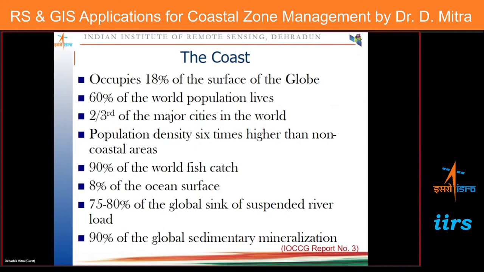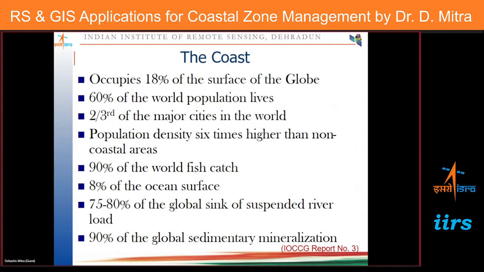90% of the world fish catch comes from the coastal water, because coastal water is very productive. That means fishes get their food from the coastal water, and it is productive mainly because lots of nutrients are carried from the land by the rivers which meet in the coast. That is the main reason the coastal water is very productive. That's why 90% of the world fish catch comes from the coastal water, which is very important. There are lots of island countries, small countries, where the majority of the GDP comes mainly from tourism and fishing.